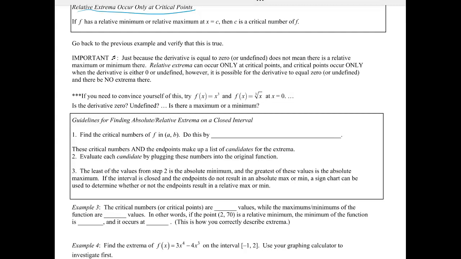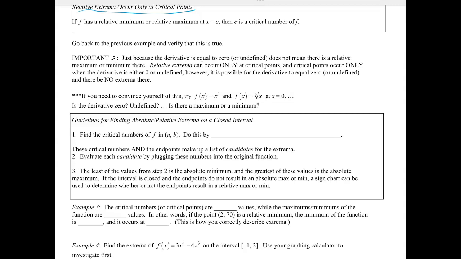extrema there. If you need to convince yourself of this, try f of x equals x cubed, and f of x equals the cube root of x, at x equals 0. Is the derivative 0 or undefined? Is there a maximum or minimum? Not really.